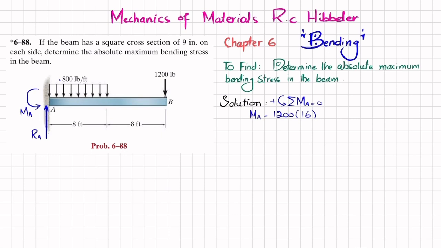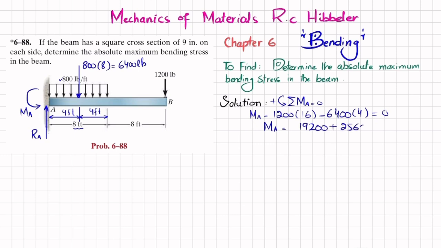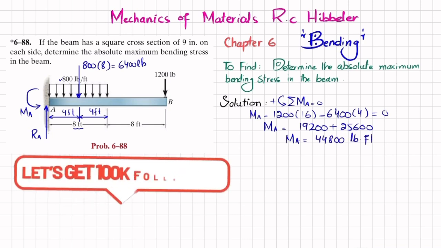The third moment is due to this uniformly distributed load, so we will convert this uniformly distributed load into a point load, and that will act at the middle of this 8 feet. So this distance will be 4 feet, and the remaining will also be 4 feet. Now this distributed load, when converted into a point load, will be equal to 800 over the entire length over which it acts. So this will be equal to 6400 pounds. Now due to this load about point A, the perpendicular distance is 4 feet, and it is also producing clockwise, so it will be negative. So I will write minus 6400 multiplied by 4 is equal to 0. So from here you will get MA equal to 1200 into 16, which gives 19,200, plus 6400 into 4, which gives 25,600. When you add them, you will get the moment about A as 44,800 pounds-feet. So this will be the moment.